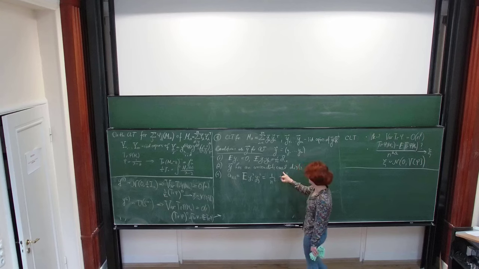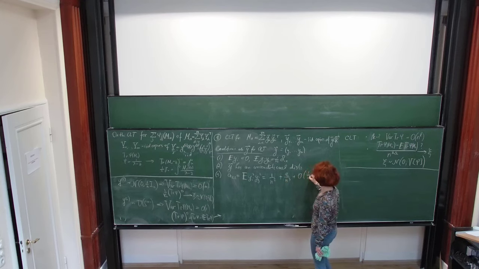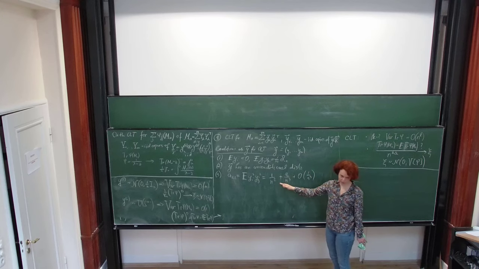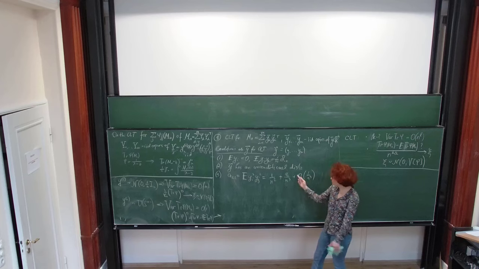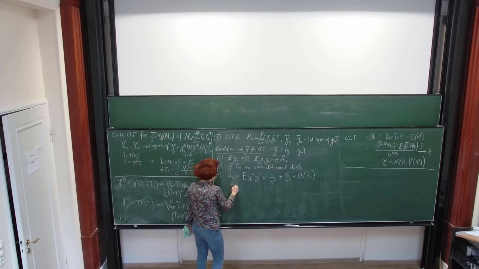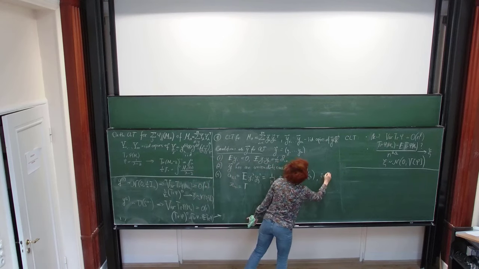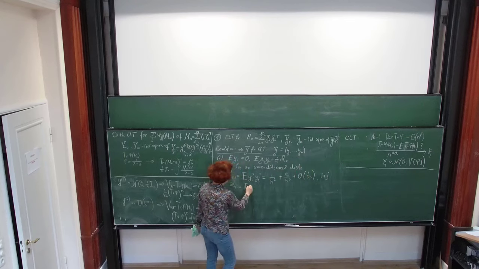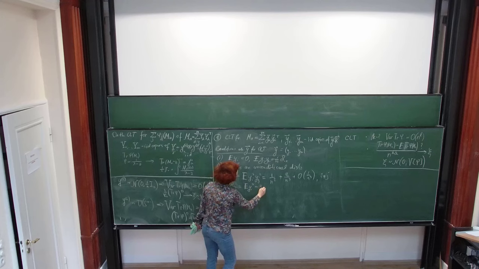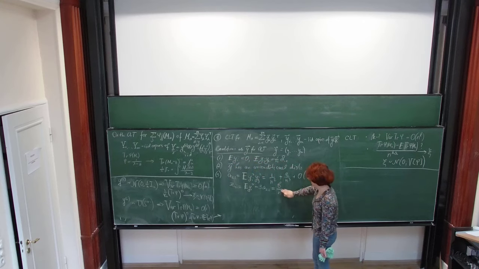So we suppose that they are close to independent, so that the result will be the same. And also we introduce kappa 4, which will be the fourth cumulant, minus 3 over 2, and we need it to be of order 1 over n squared.